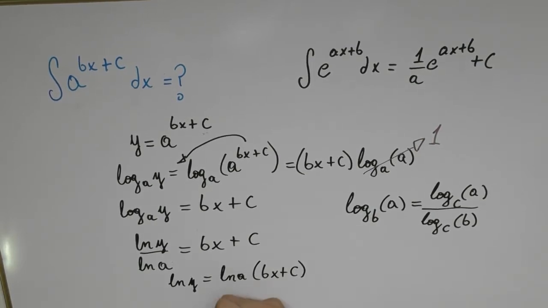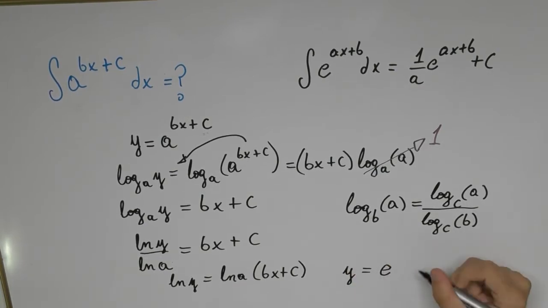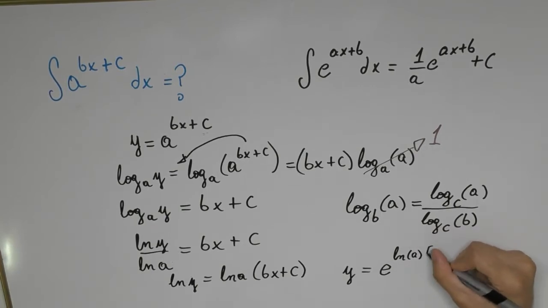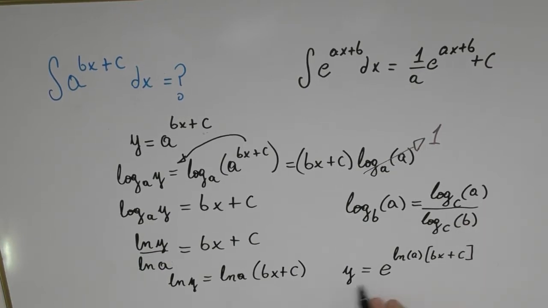We're simply going to use y equals e to the power of the natural log of a, times bx plus c. Okay, so that's essentially going to be the exact same function. How do we ensure it is indeed the same function we started with? Well, we can test this out by using the properties of logs.